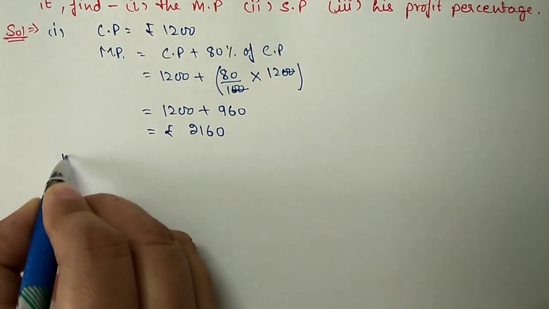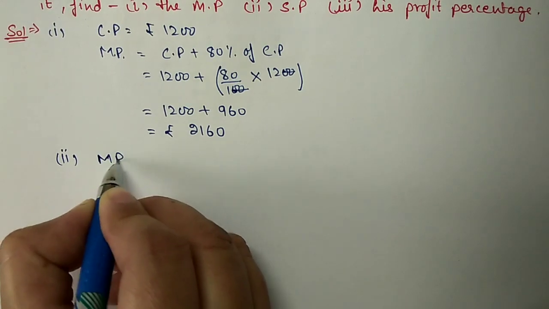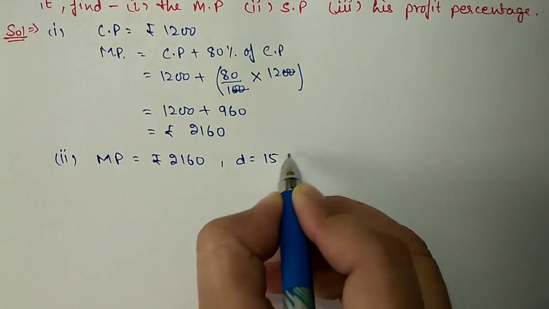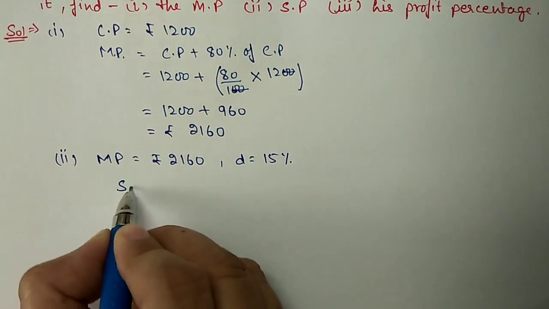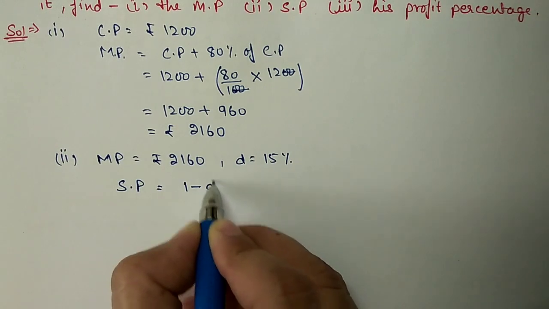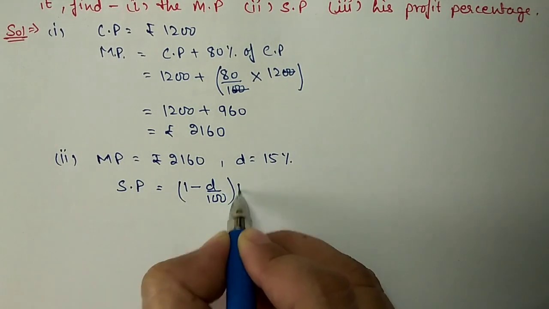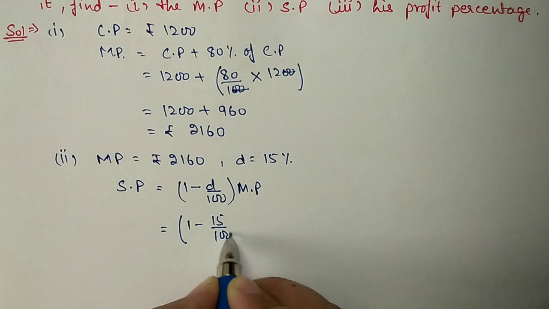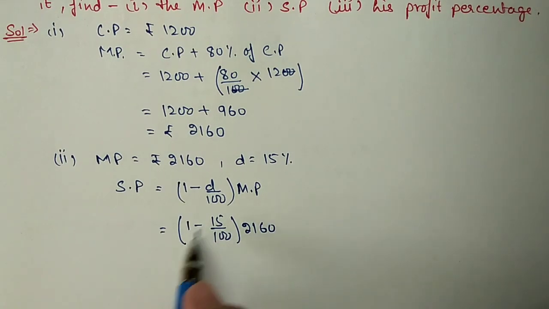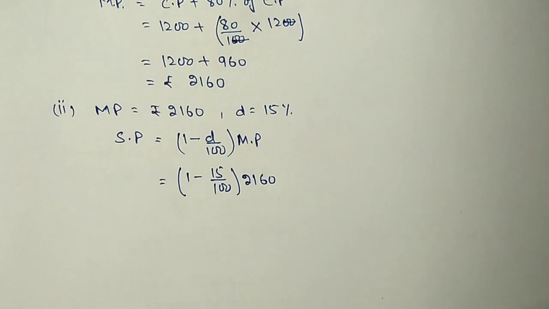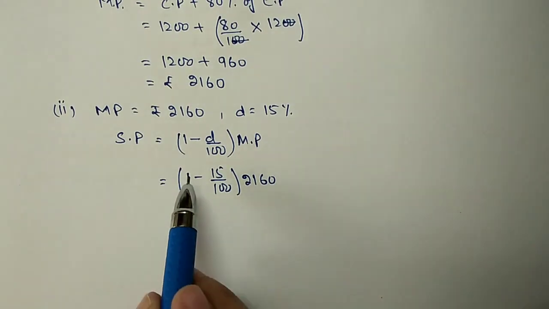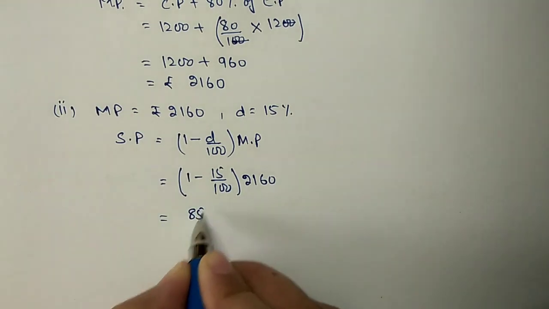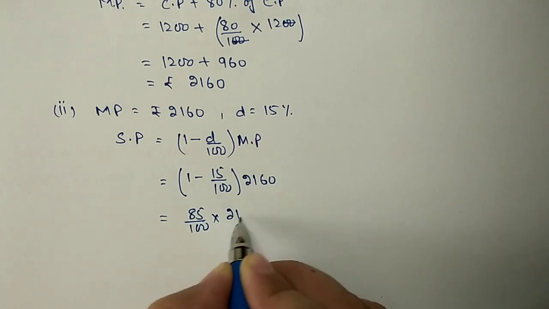Second part, we have to find out the selling price. Now we have mark price, 2160 rupees. Discount is given 15%. We can find out selling price. So selling price is equal to 1 minus D by 100 into mark price. 1 minus 15 by 100 into 2160 rupees. When we solve this bracket, 1 minus 15 by 100, we will make the denominator the same, 100 by 100 and 100 minus 15, we will get 85 by 100 into 2160 rupees.